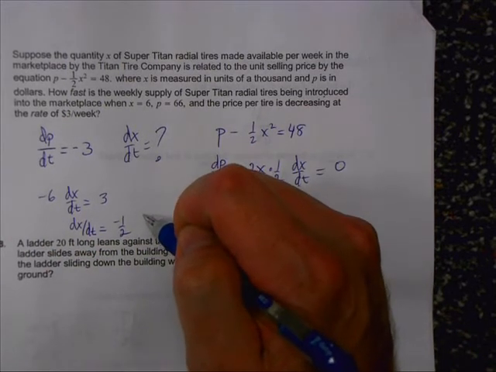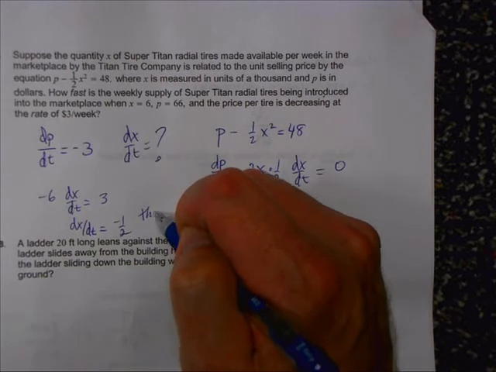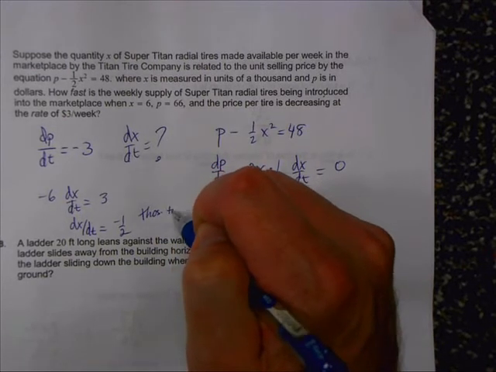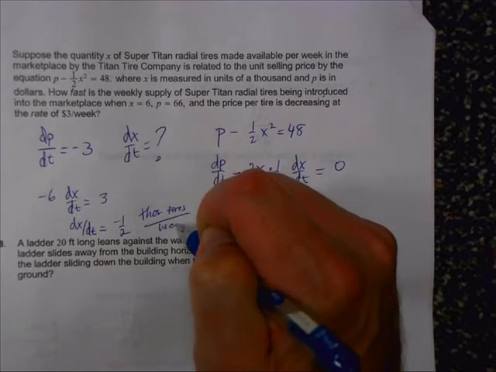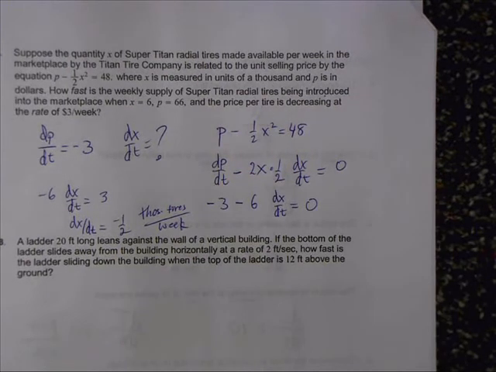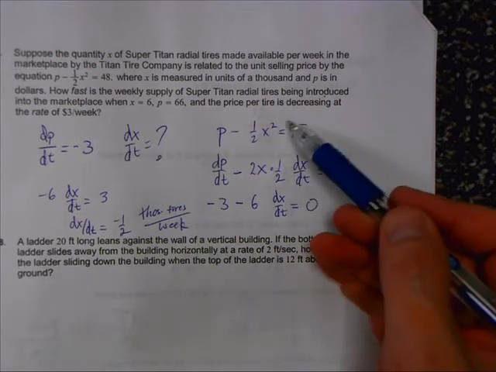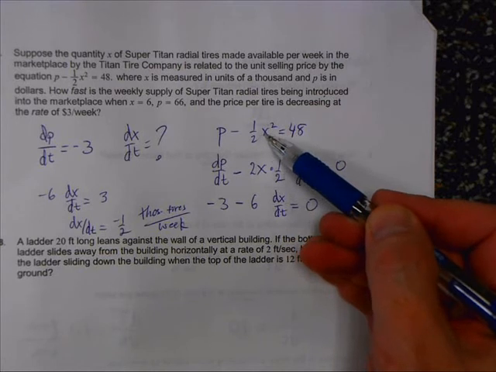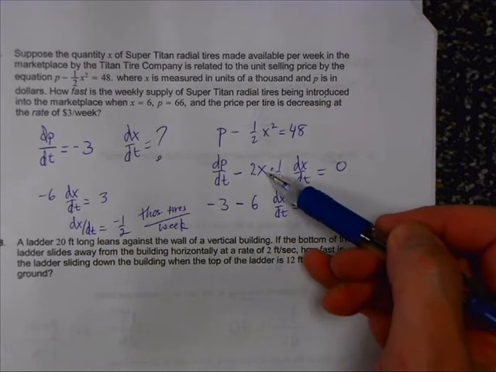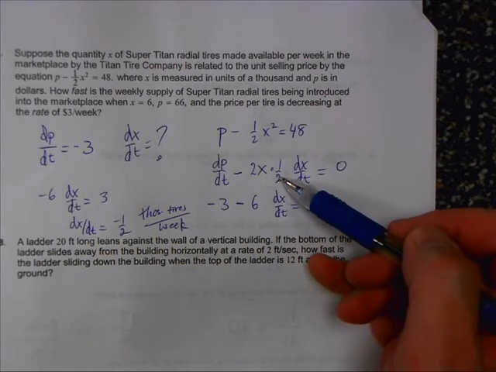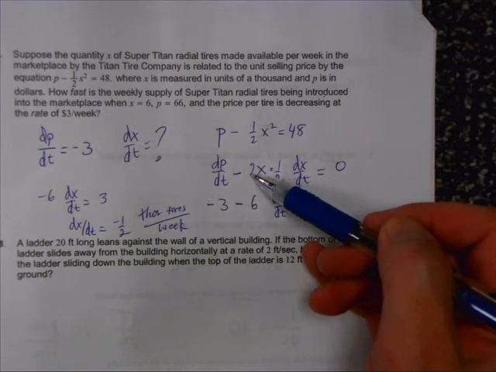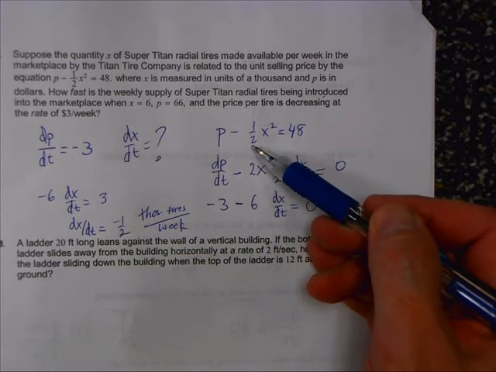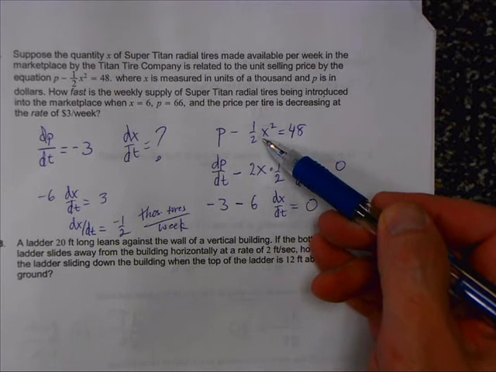So -1/2, I don't know how to write thousands of tires per week. That's kind of a weird unit. -1/2 of 1,000. It would be a lot cleaner if I just wrote -500. Where'd the 2x come from? The 2x came from the derivative of x squared. I brought the 2 down, subtracted 1 from my power. I forgot I needed to write the 1/2. The 1/2 should have probably been first. The 1/2 just stays.